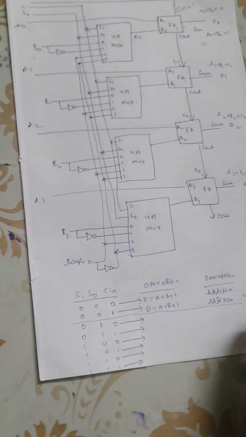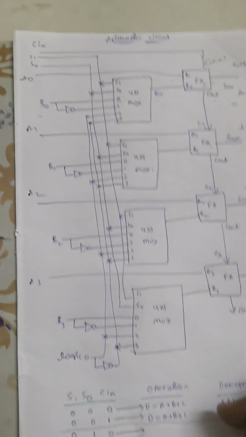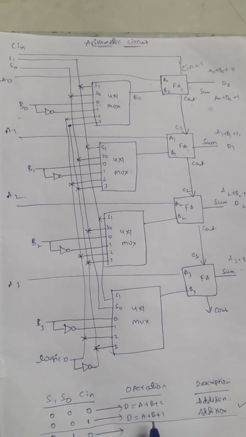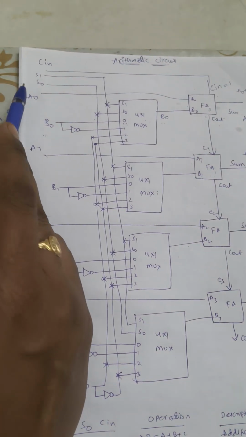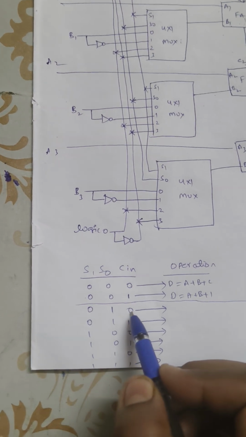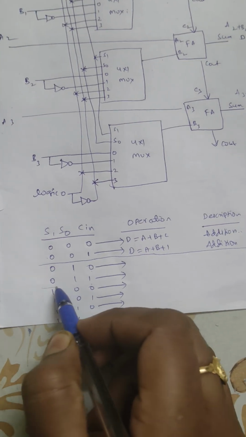Okay, so similarly, now we are checking for another operation. To get another operation, I am changing the selection lines to 0 1. So if the selection lines are 0 1, in that case we consider carry in as 0, and carry in as 1. So this is the second case.